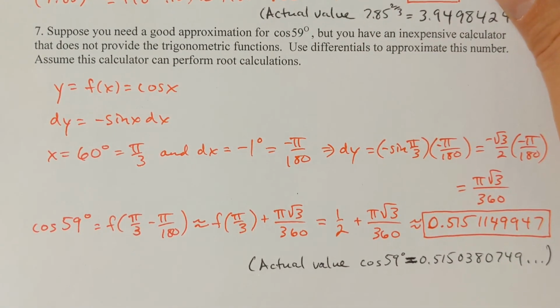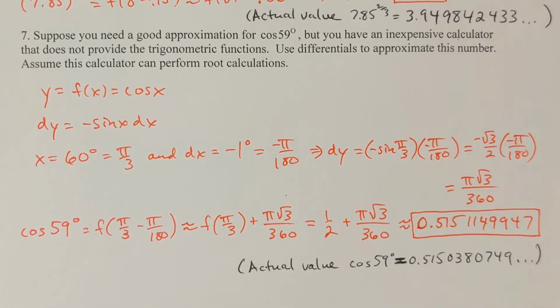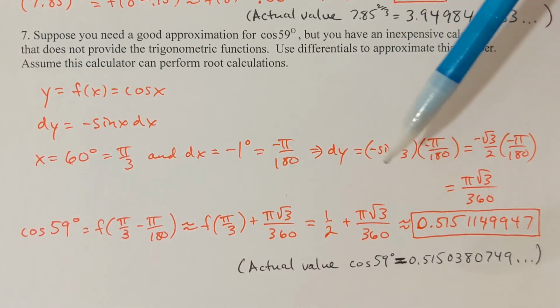All right, problem 7 is the last one on this worksheet. Suppose that we need a good approximation for cosine of 59 degrees, but you have an inexpensive calculator that does not provide the trig functions. You have some $5 Walmart cheap calculator here. Use differentials to approximate this number, and assume that the calculator can perform root calculations. We'll need to use that in the calculation, root functions.